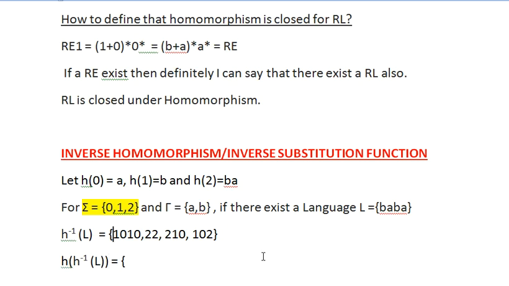See, 1, 0, 1, 0 can be replaced by B, A, sorry, B, A, and 2, 2 can be represented as B, A. 2 can be represented by B, 1 by B, 0 by A. Similarly, 1 can be represented by B, 0 by A, 2 by B. So finally we got the same expression, the same string repeated again, so there is no need to write it again and again. I can write it as BABA.